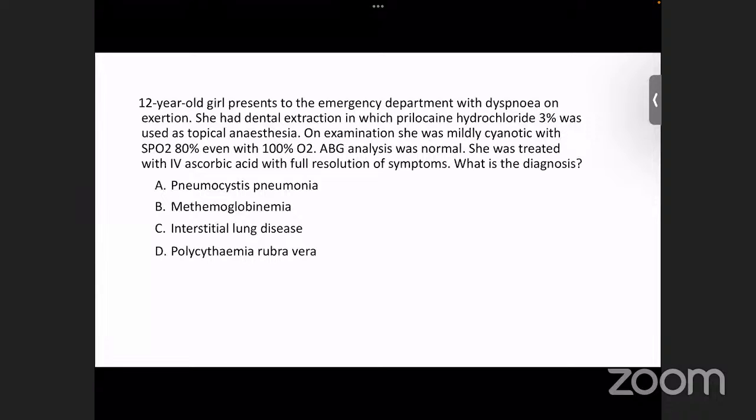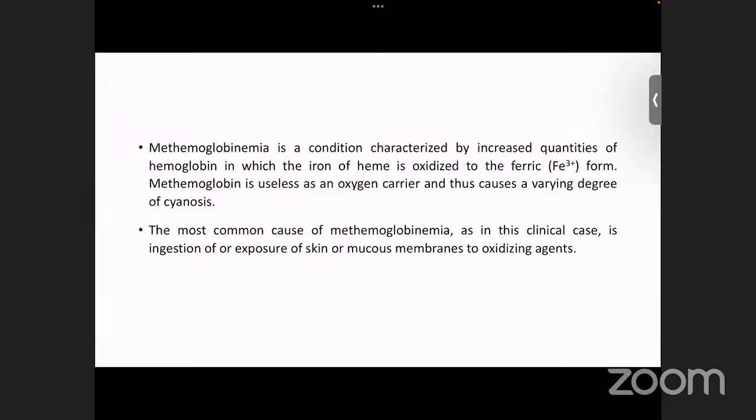A similar exact question which we have discussed in the QRP is this. This is a 12-year-old girl with exertional dyspnea after a dental extraction with prilocaine. Okay, and she was mildly cyanotic, saturation 80%. Otherwise, ABG was normal. One clue is that ABG with co-oximetry showed methemoglobin. So she was treated with IV ascorbic acid. The treatment for methemoglobinemia is IV methylene blue or IV ascorbic acid. We used to get a lot of methemoglobinemia, which is very beautifully treated with IV ascorbic acid. If you give 1 gram IV 8 hourly, the next day the methemoglobin will drop and the patient will be asymptomatic.